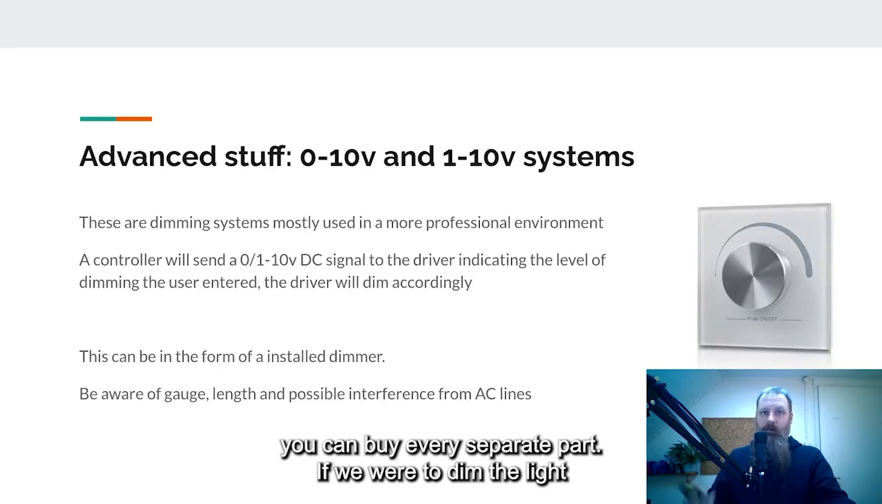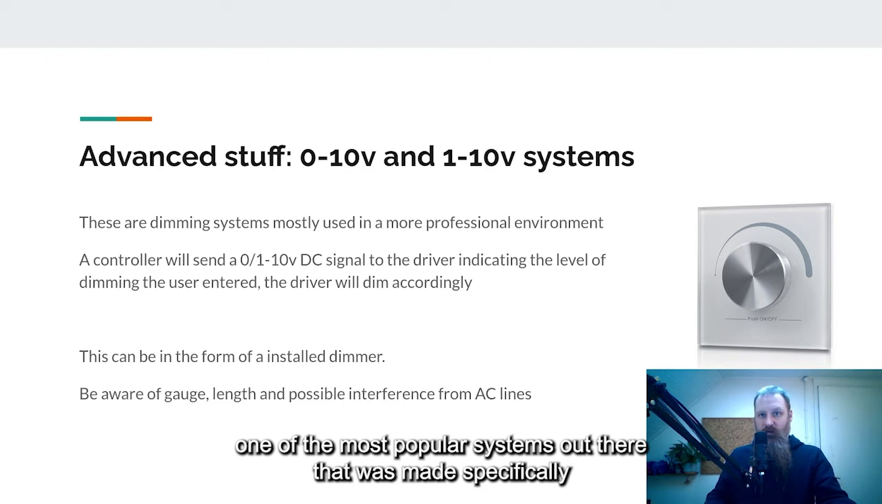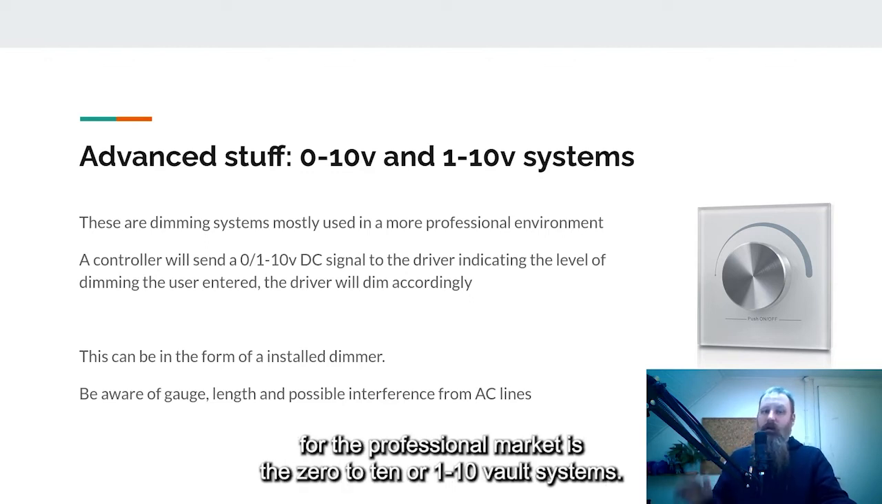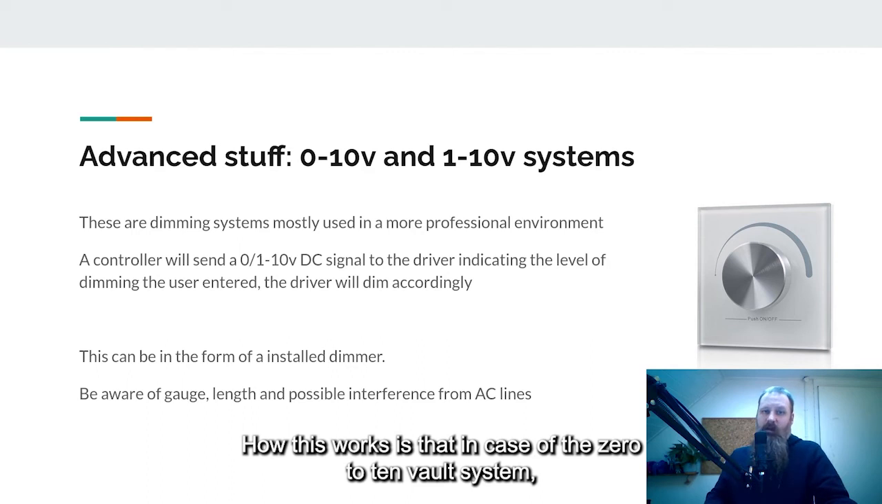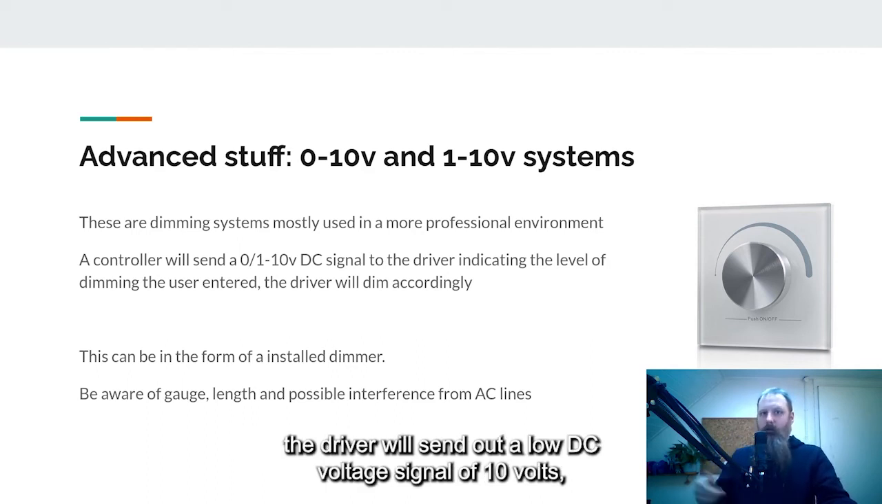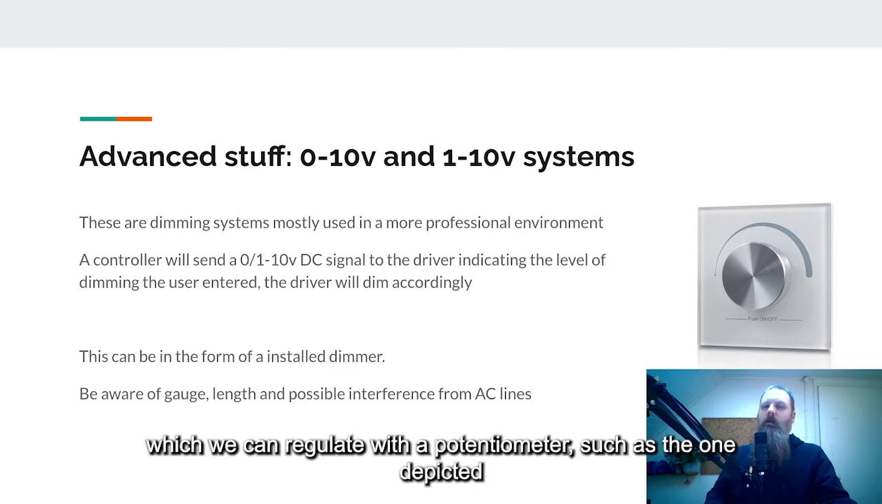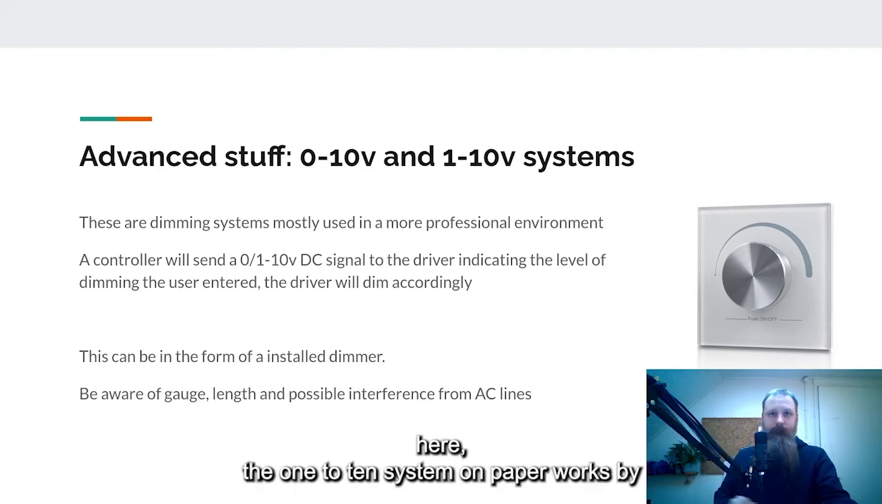If we were to dim the light, one of the most popular systems out there that was made specifically for the professional market is the 0 to 10 or 1 to 10 volt systems. How this works is that in case of the 0 to 10 volt system, the driver will send out a low DC voltage signal of 10 volts, which we can regulate with a potentiometer such as the one depicted here.